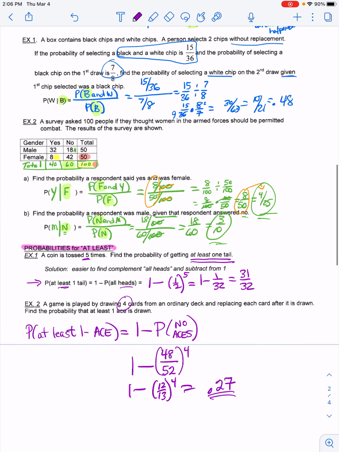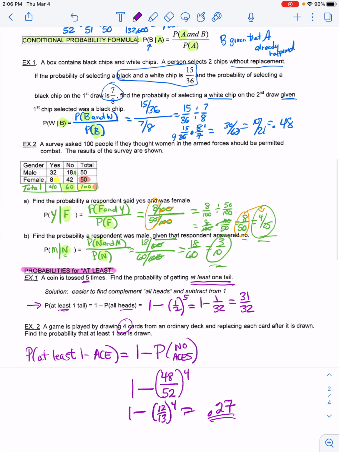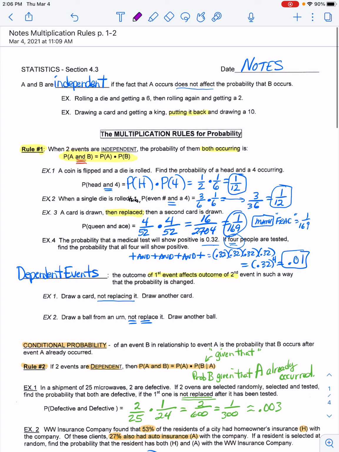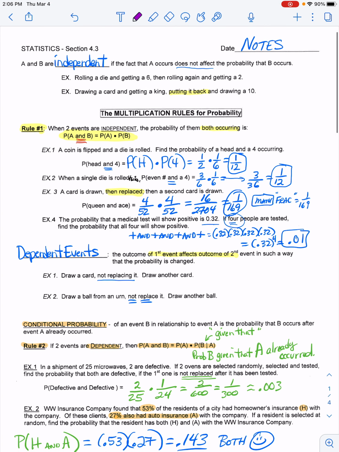There is a dedicated video to both of these last sections, both the conditionals here and the probabilities for at least, with some more detailed examples. Well, I hope something in here is helpful to you. Again, this was just intro notes on multiplication rules for probability, independent versus dependent events. Have a superb day, and thank you for watching.